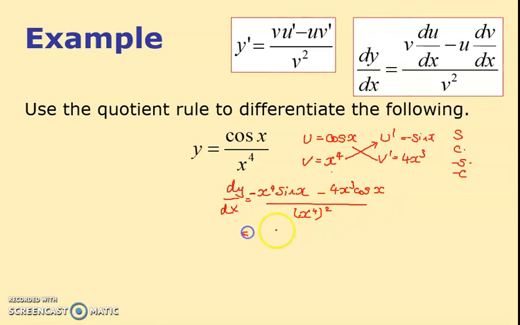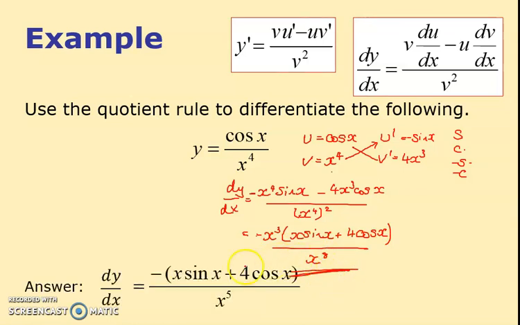The top I don't like so much. I think I'm going to take out minus x cubed as a common factor. Not very nice, but I will. I'll get x sine x plus, because I've already got the minus here, so that's a plus as well, plus 4 cos x. Not very pretty, over x to the 8. I can't really see that that gets any better.